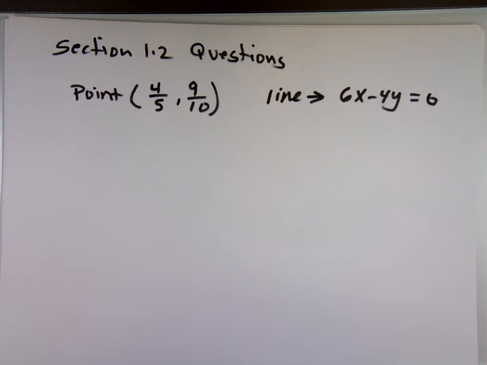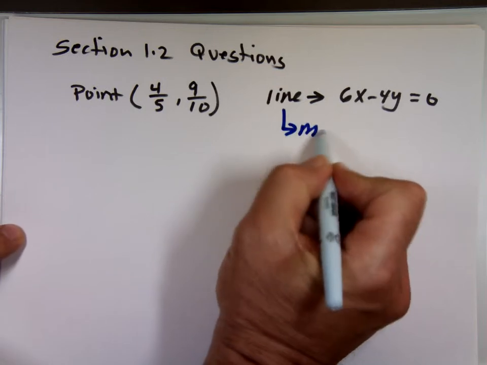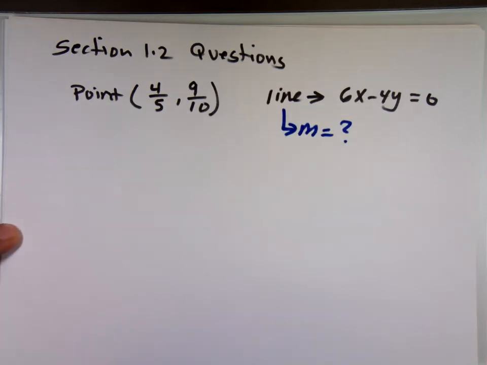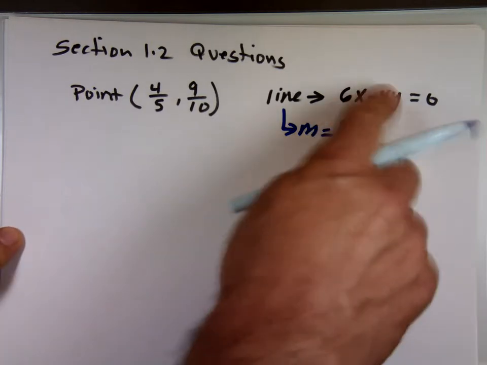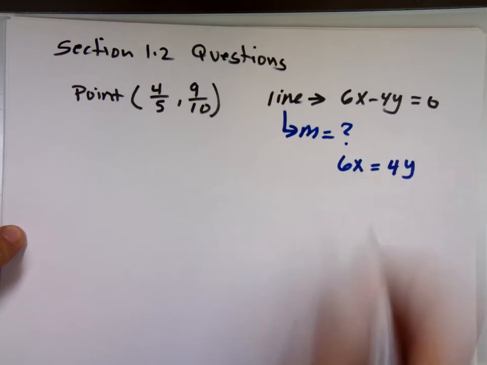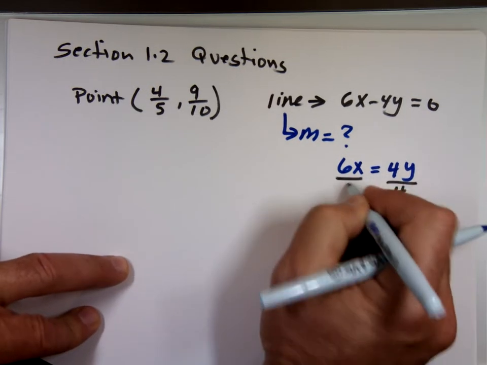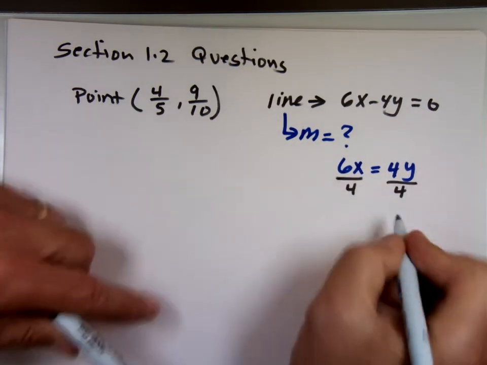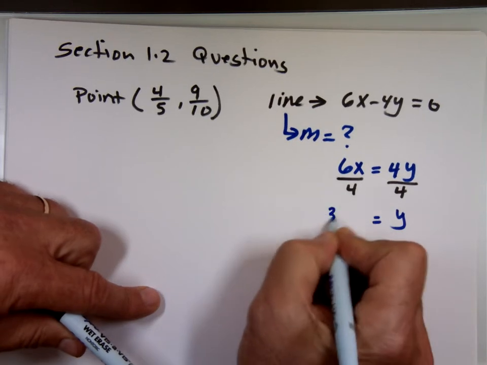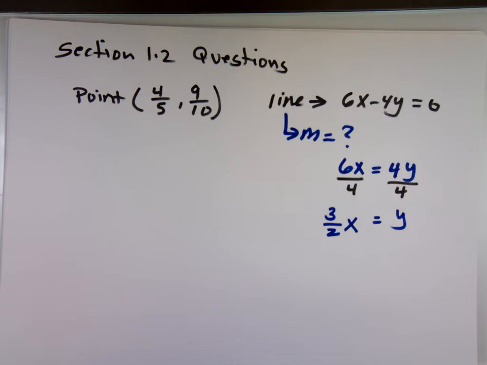Let's see. What is the slope of this line? No, not yet. To find the slope of this, you need to solve it for y. And to solve it for y, you got to divide both sides by what? 4? So what do we have? Y equals 3/2 x, if you simplify it. And once you put it in this form, you get your slope. The slope is 3/2.